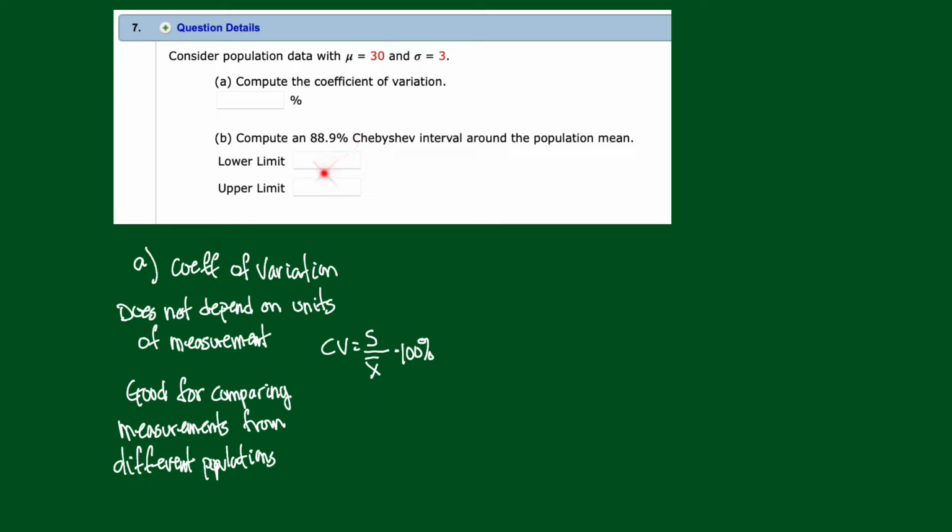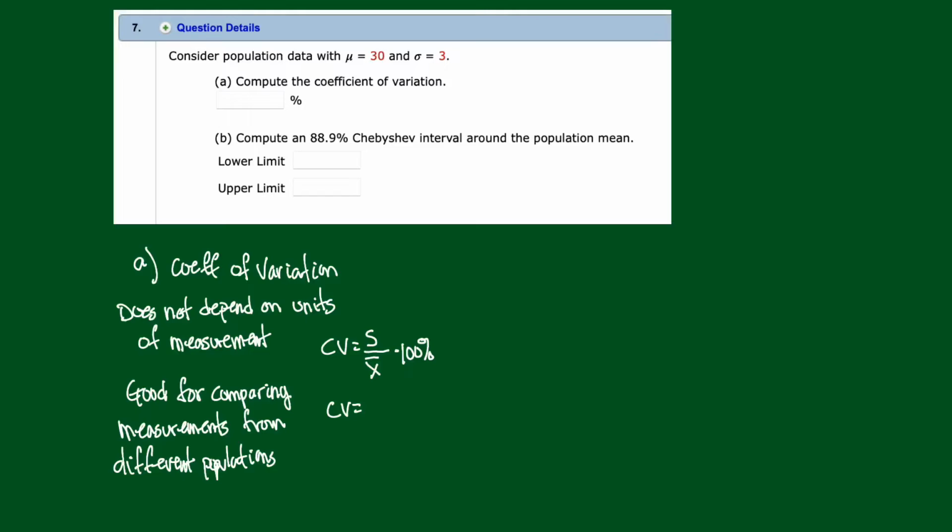Now I've written down here what the coefficient of variation is. First of all, it's a measurement that does not depend on any units of measure. There's no inches or anything like that. It's good for comparing measurements from different populations. Here's the formula for it. You take the standard deviation, divide by the mean, and make it a percent, right? Just multiply it by 100%.